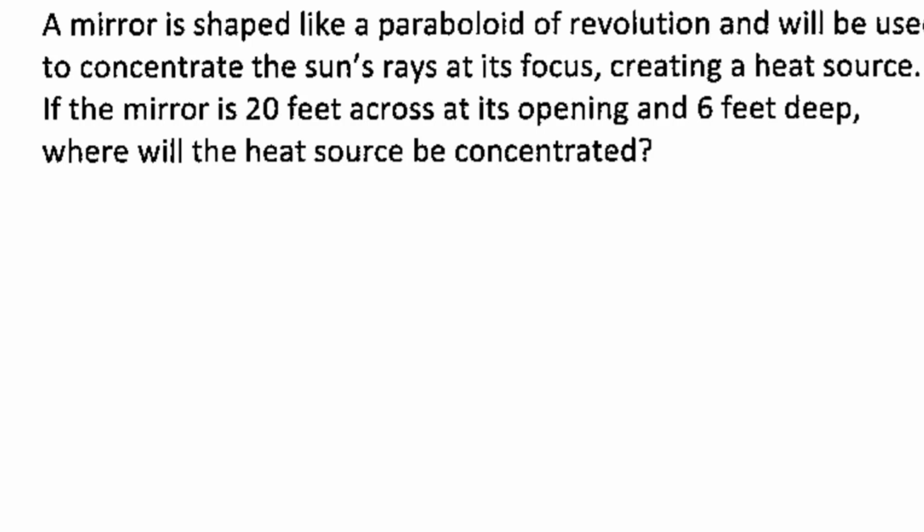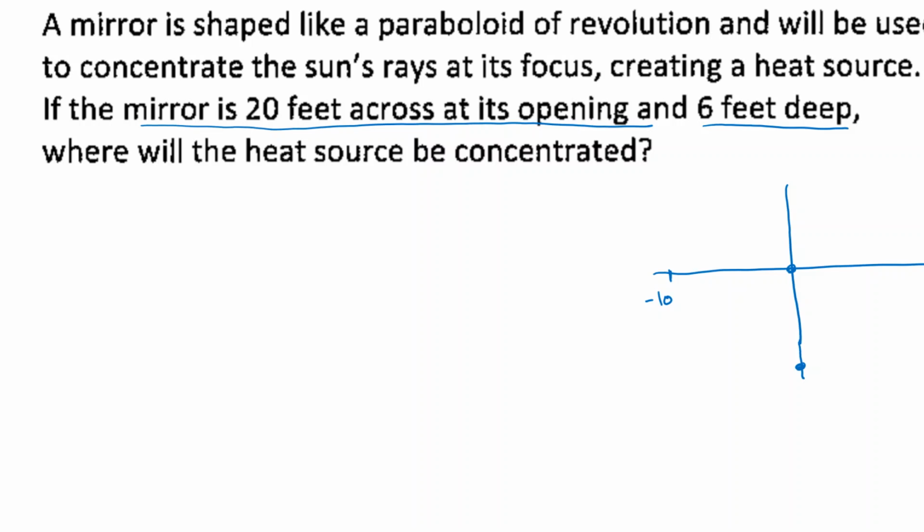All right, the next and last problem I'm going to do for you, I'm not 100% sure on the answer on this, so we'll just do it the best we can. It says that we have this mirror, and at its opening it's 20 feet across and 6 feet deep. So when I read that, I'm thinking that if this is 0, 0, I'm at negative 10 and positive 10 over here. And it says I'm going to be 6 feet deep, so I'm going down here to make the vertex point at 0, negative 6. So I think my parabola is going to look something like this. And they want to know where my focus is going to be, somewhere in here.